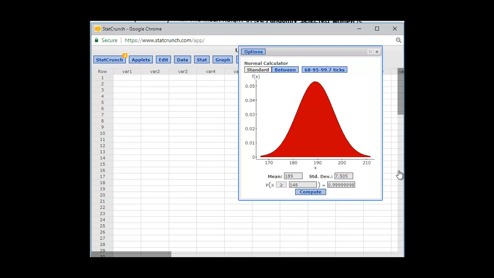And holy cow, we've got almost a surefire. The whole thing is shaded in. It's such an extreme difference. When we look at the probability, 99.99, on and on. So a very great chance that we're going to get a group of 27 males whose average weight is greater than 148.